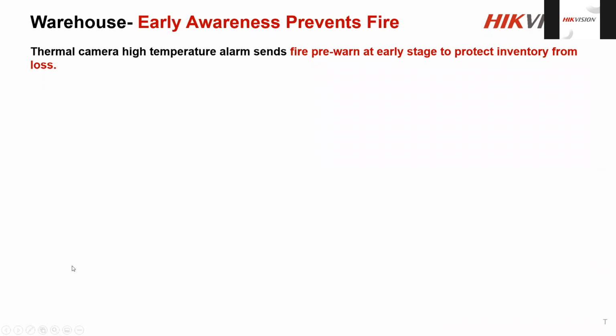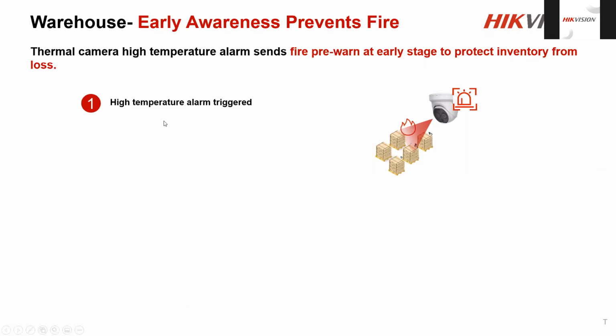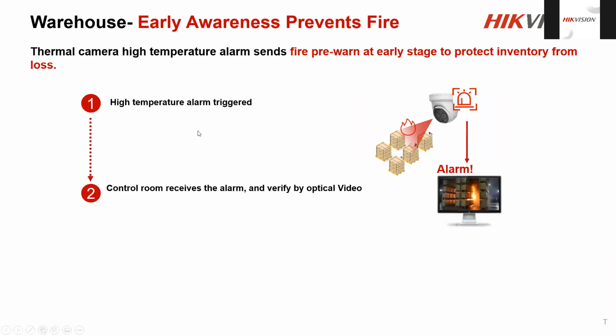In a warehouse, definitely this can be used as an early awareness tool, a device that can prevent a fire. As soon as high temperature is detected, the alarm can be triggered. Not only that, we can send that alert to the control room and notify the security guard at the same time. A faster response can be given to minimize the damage. So definitely this is a more reliable and more effective solution compared to traditional fire detection.